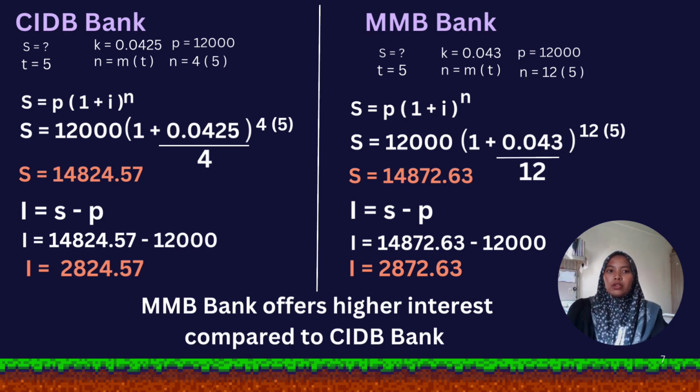Next, for MMB Bank, we write down the information. We use the formula S equal to P(1 + i)^n. Then insert all the values into the formula. So, S equal to 14,824 and 63 cents. Then, we use the formula I equal to S minus P to get the interest. We insert the values so we get the answer, 2,872 and 63 cents. So, MMB Bank offers higher interest compared to CIDB Bank.